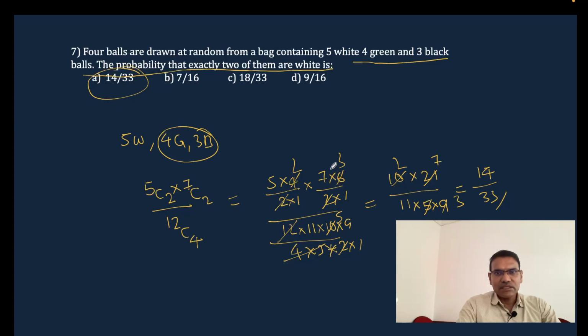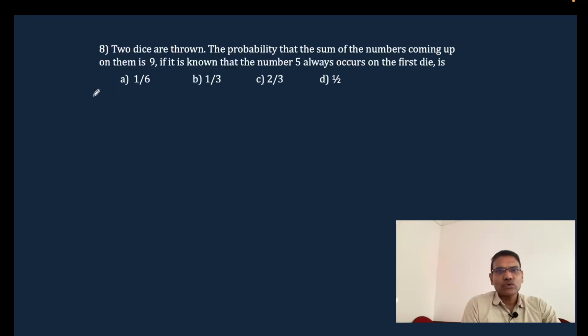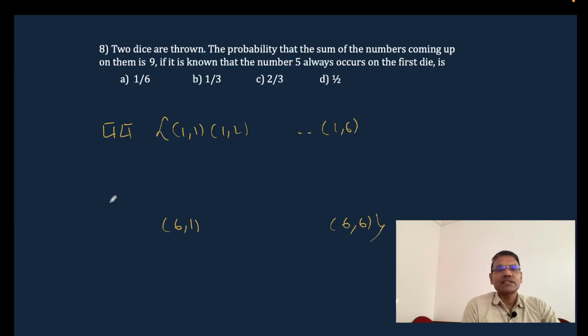Okay. The next question, understood? Next question is, 2 dice are thrown. The probability that the sum of the numbers coming up on them is 9, if it is known that the number 5 always occurs on the first die. See here, while throwing 2 dice, what are the outcomes we get, like 1,1, 1,2 and so on. Totally how many outcomes do we get? 6 into 6, 36 outcomes.